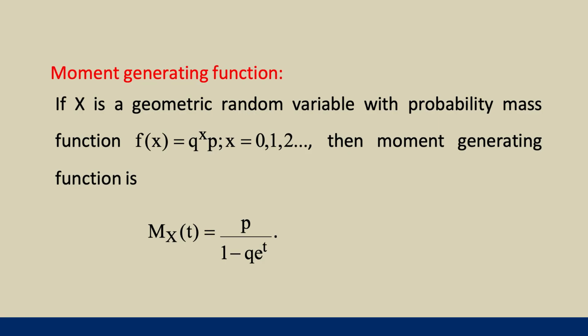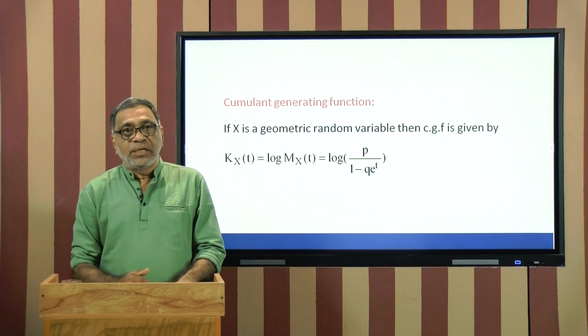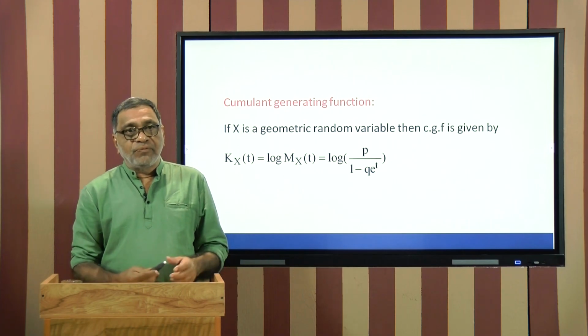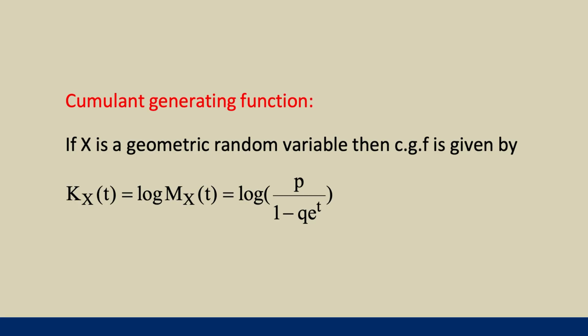So, the moment generating function of the geometric random variable is given by M_X(t) equal to p divided by 1 minus q e^t. And what is the cumulant generating function? For a geometric random variable, the cumulant generating function, that is a function which is generating cumulants of the random variable, is obtained by kappa_X(t) equal to logarithm of M_X(t).